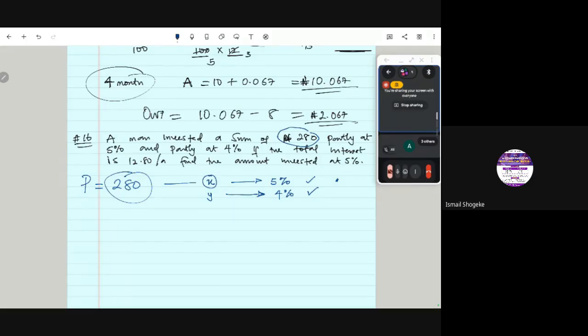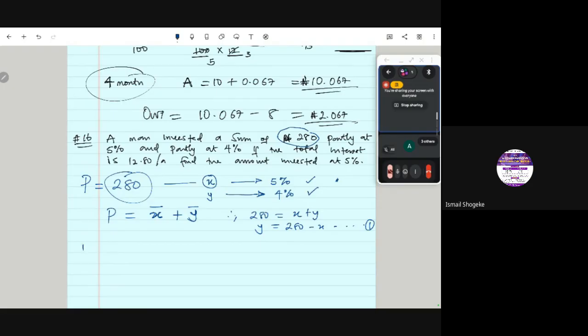Now, from this relationship, we know that the principal is going to be equal to the amount he invested in X plus the amount he invested in Y. The whole money, this 280, he invested 5%, which is the X value, and he invested 4%, which is what? Y value. Do you understand? So we can say that 280 is equal to X plus Y. If we make Y standalone, we are going to say Y is equal to 280 minus X. This is equation 1. Hold this one. We are coming back to this one.